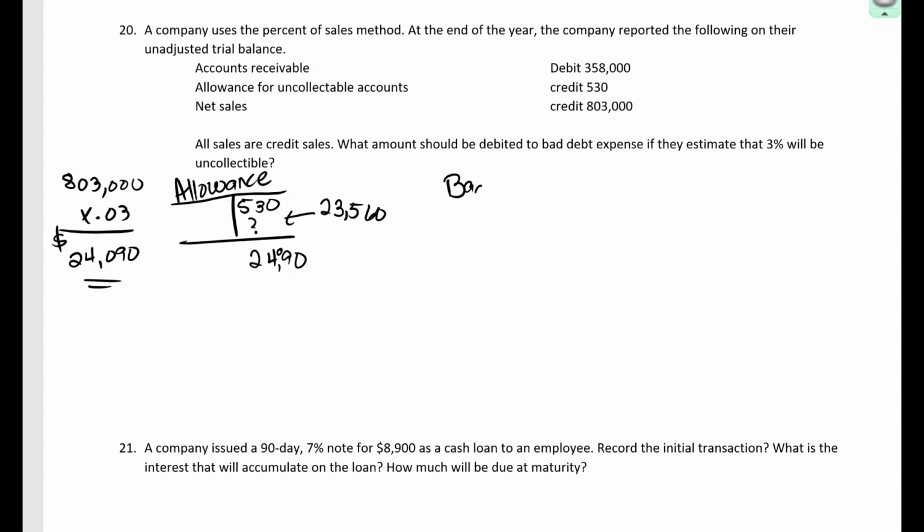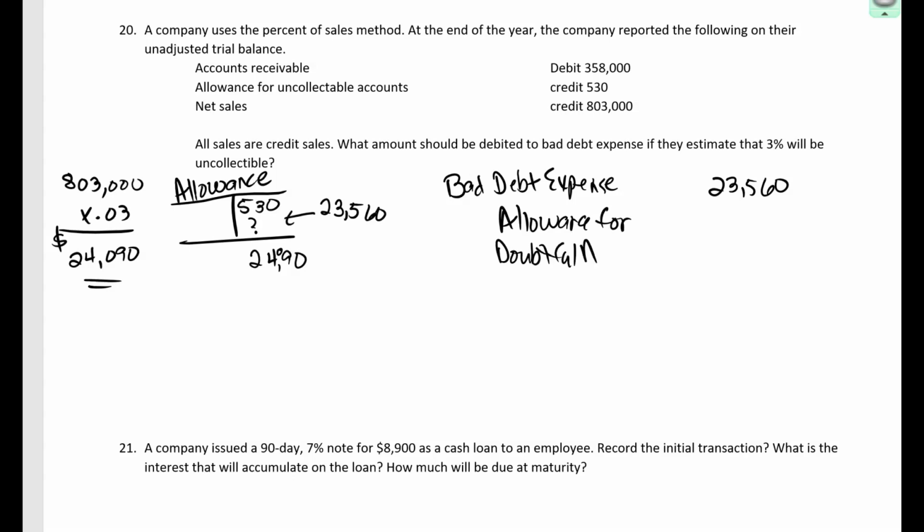We will debit bad debt expense $23,560 and credit the allowance for doubtful accounts for $23,560.